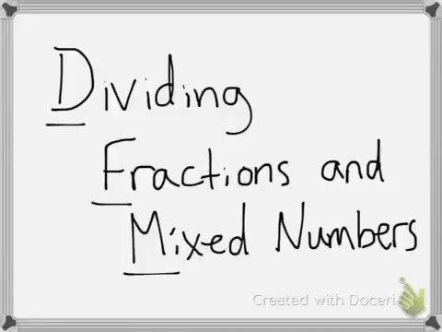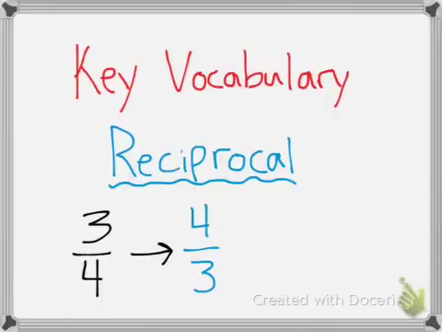All right, class, today we're going to be learning about dividing fractions and mixed numbers. Now, the key vocabulary for dividing fractions and mixed numbers is the word reciprocal. We've talked about this before, but it's when you flip a fraction upside down so that the numerator is now the denominator and the denominator is now the numerator. So we can see here that the reciprocal of 3/4 is 4/3. We put the 4 on top and the 3 on the bottom.